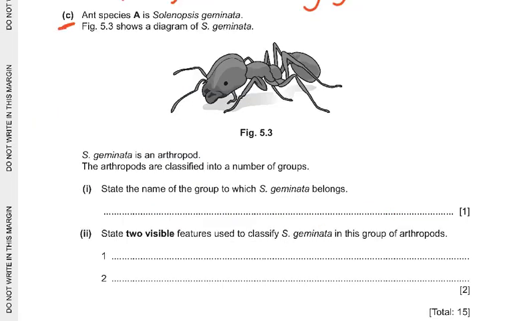And the last part of this question: ant species A is Solenopsis geminata. Figure 5.3 shows a diagram of S. geminata. S. geminata is an arthropod. The arthropods are classified into a number of groups. State the name of the group to which S. geminata belongs. Insect.